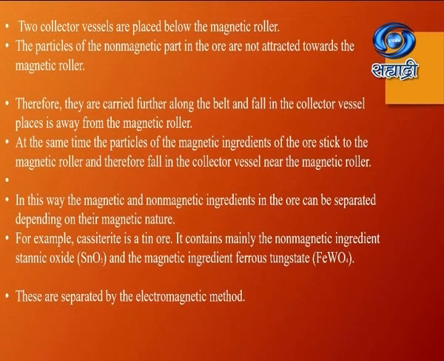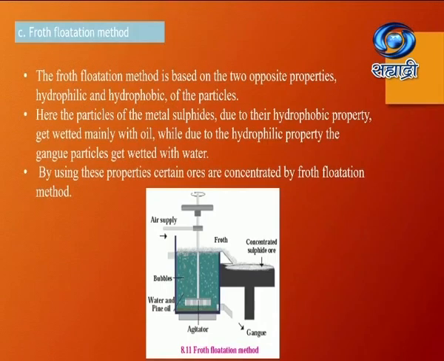For example, cassiterite is a tin ore. It contains mainly the non-magnetic ingredient stannic oxide, SnO2, and the magnetic ingredient ferrous tungstate, FeWO4. These are separated by the electromagnetic method. Next is the froth flotation method.